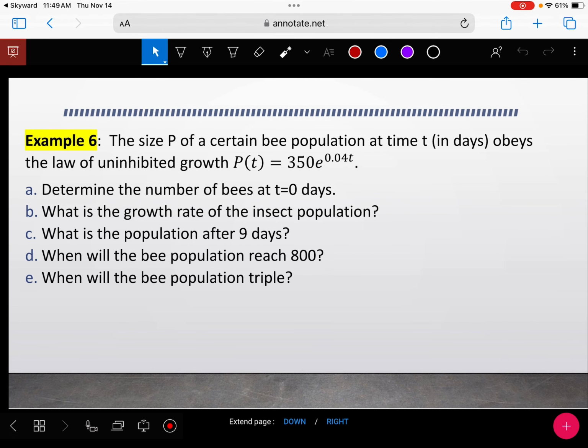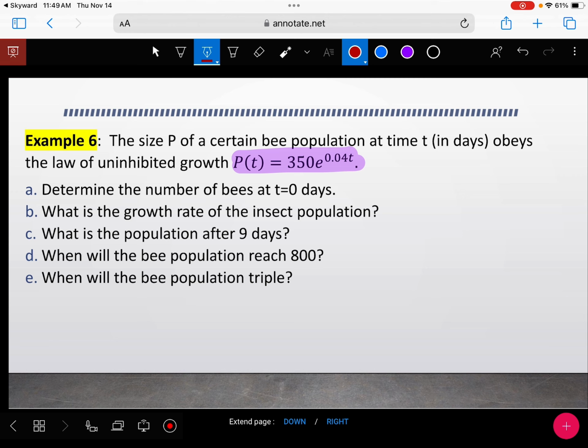The formula says P represents a certain bee population at time t, and this is the equation that we're using. We're going to answer all of these questions. Part A says, determine the number of bees at t equals 0. So what are you going to do to answer part A? Put in 0 for t. Go ahead and do that.